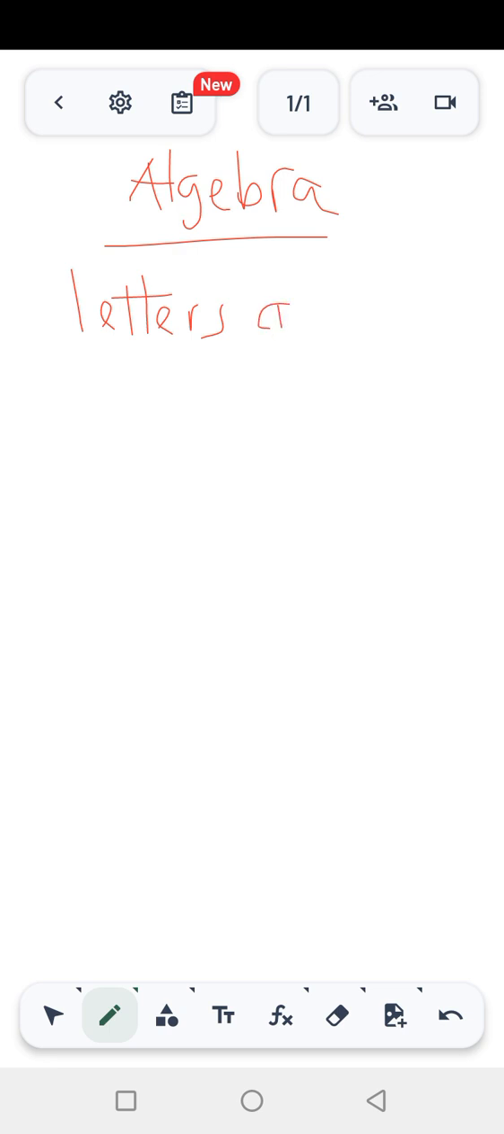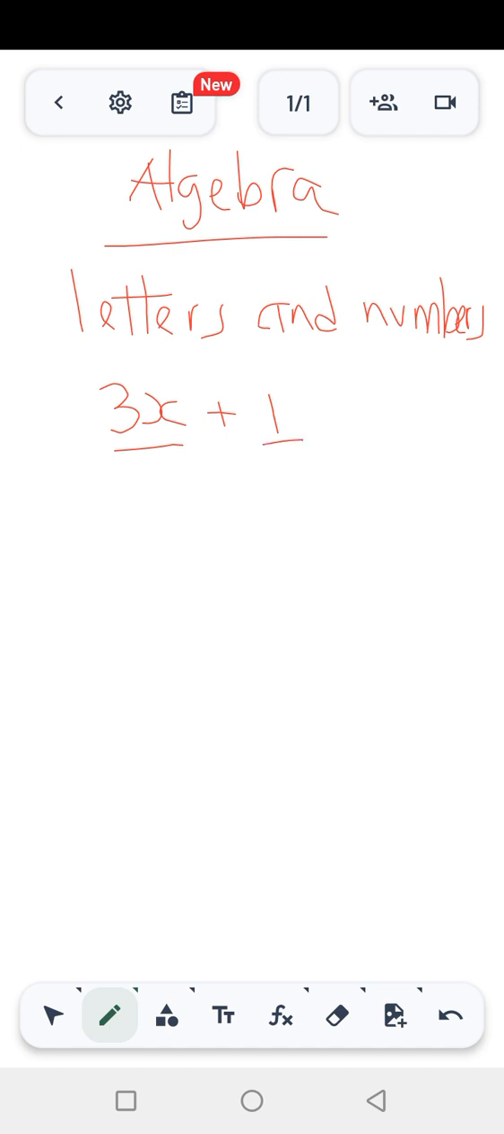Letters and numbers. So whenever you have mathematics which involves letters and numbers, that's algebra. Let's say if I write 3x plus 1. This is an algebraic expression. This one we call a term, and this is a term. So we have two terms.